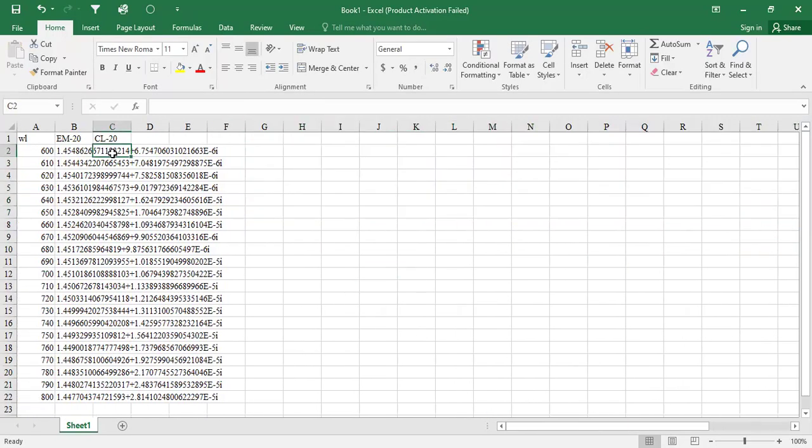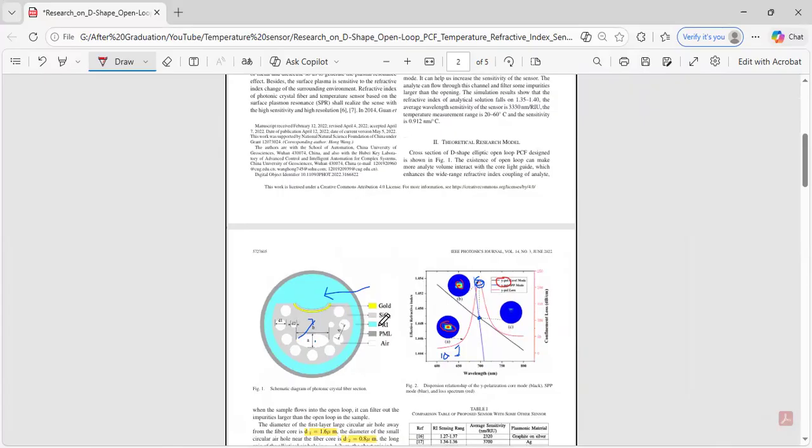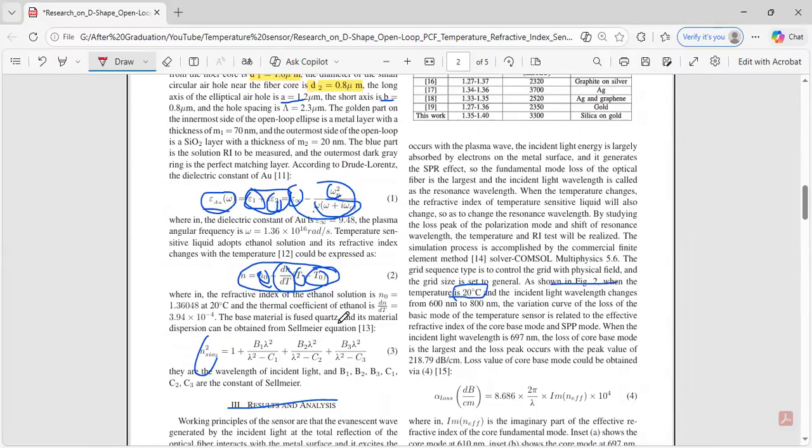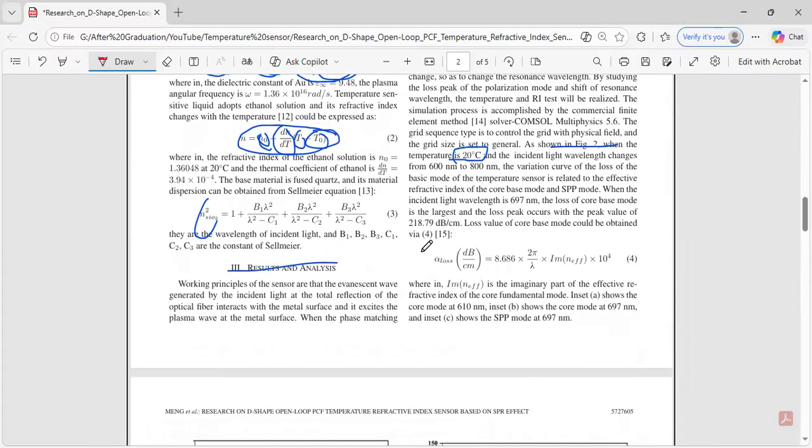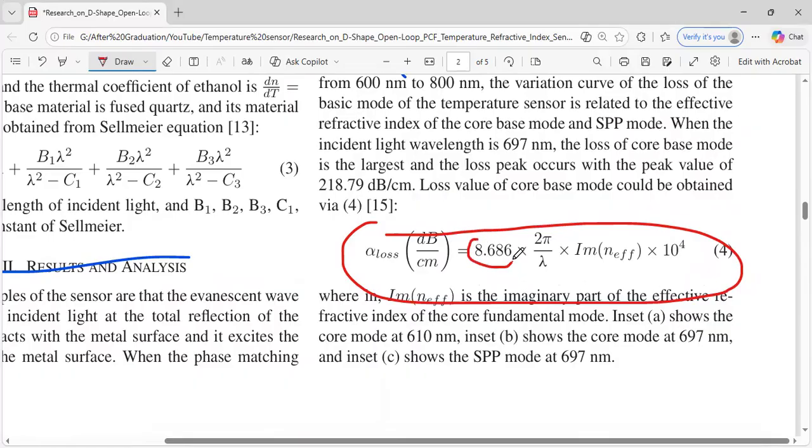So now we have to calculate the confinement loss, right? So we have to write the equation of confinement loss. It is 8.686 into 2 pi into the imaginary part of the effective mode into 10 to the power 4 divided by lambda. Yeah, that's fine.